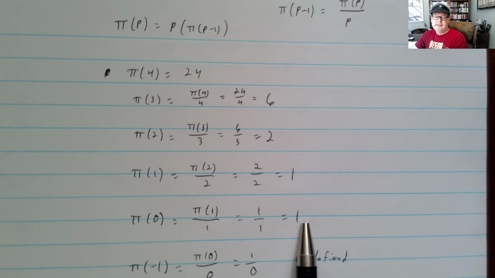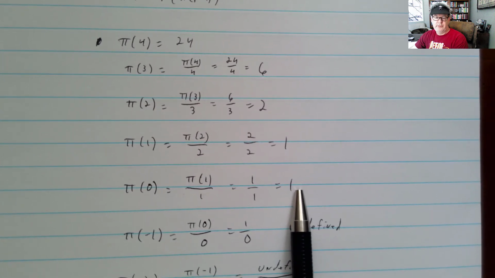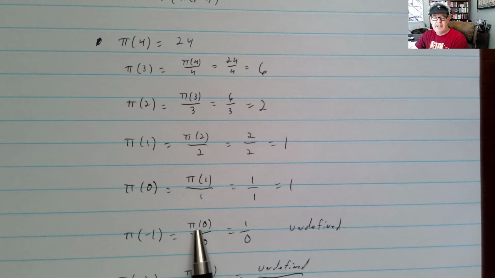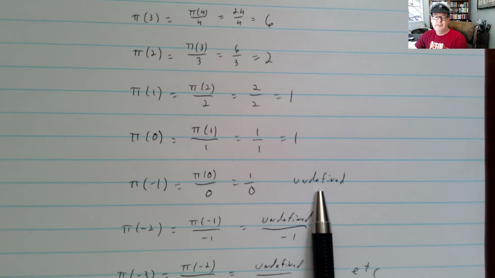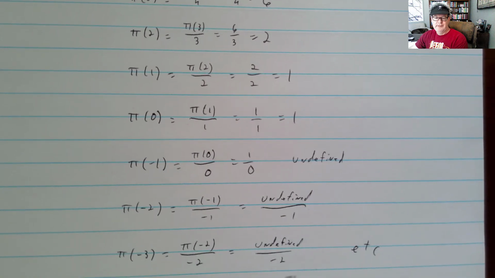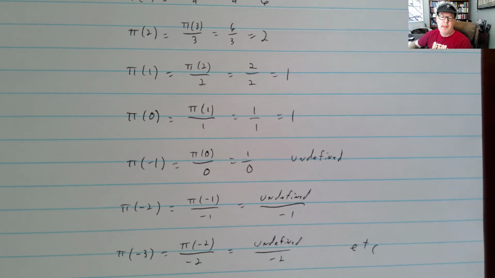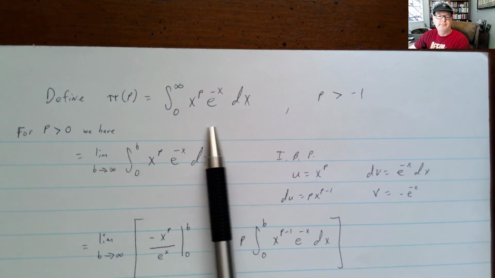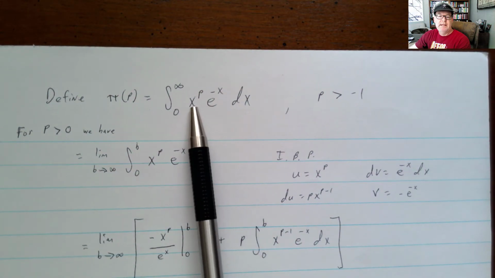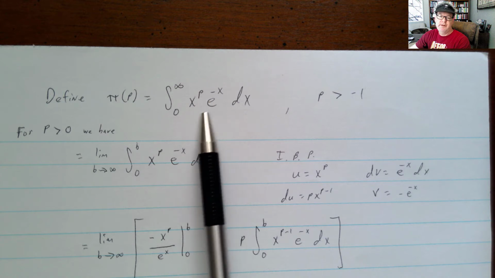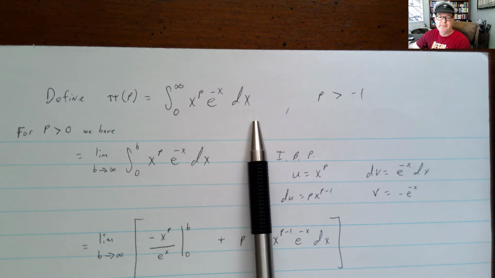So I get that. Now if I try to go backwards to the negative integers, I run into trouble. Pi of negative 1 would be pi of 0, which is 1, but divided by 0. So that's undefined, and once you're undefined, you can't recover from that. But we can get pi of 1/2 and pi of negative 1/2, and in fact pi of any other value. So I can plug in any real number and have this evaluated numerically.